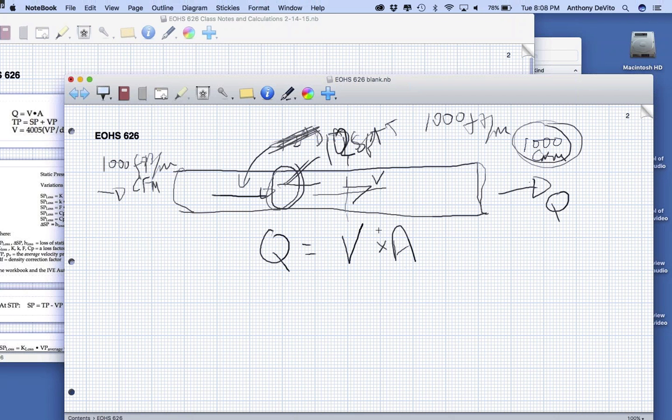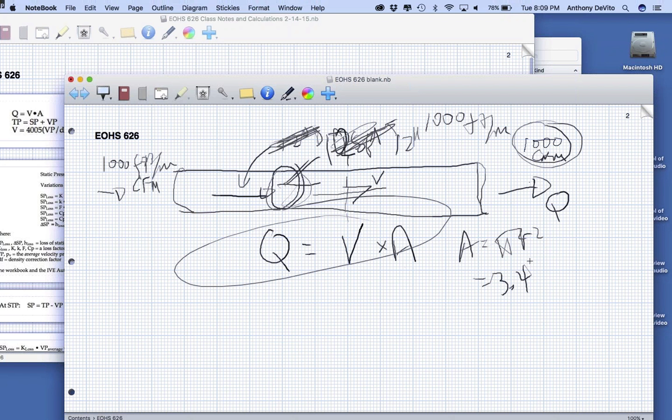So that's a basic equation for us. That's something that we have to rely on. So let's actually calculate it for a 12-inch duct. That's 1 foot, it's a round duct. What's the cross-sectional area of a 1 foot diameter duct? It's equal to pi r squared, or pi d squared over 4. Either one is equal to 3.14 times... the radius is 1/2 a foot, so 1/2 a foot squared is 0.25.